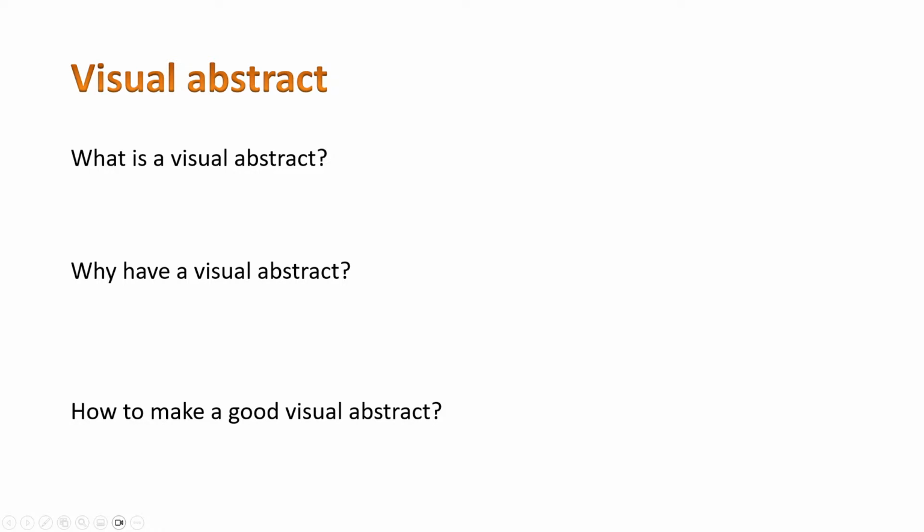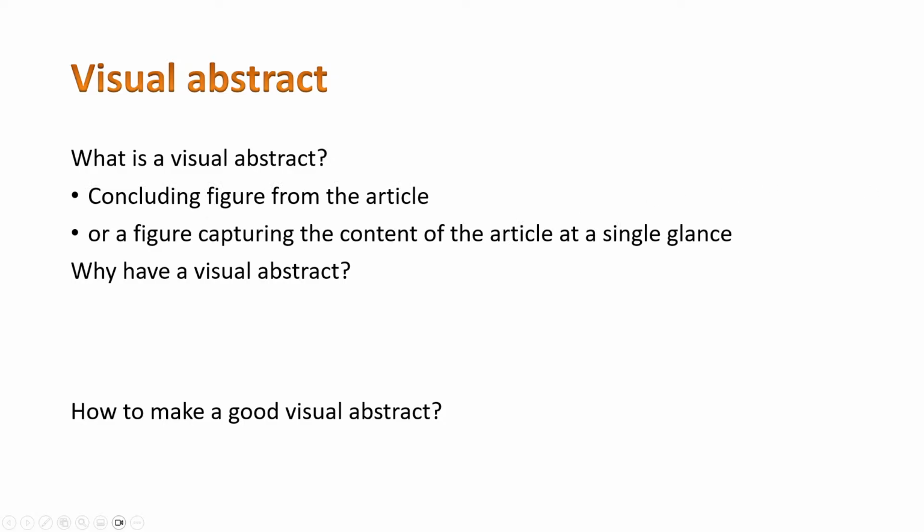Now, finally, the last part of this is a visual abstract. So what is a visual abstract? It's a concluding figure from your article. This figure basically tells the key take-home of your article. It's a figure that captures the content of an article in a single glance.